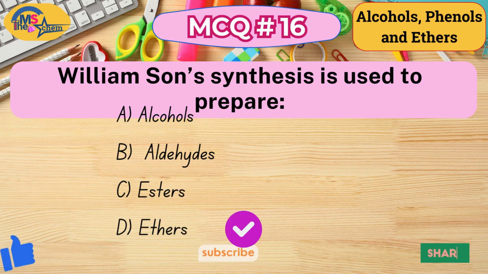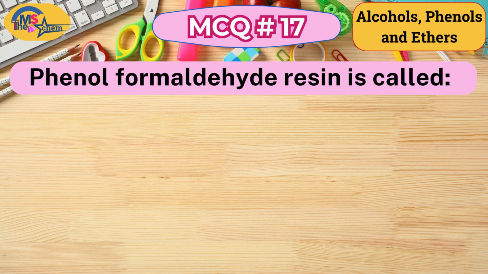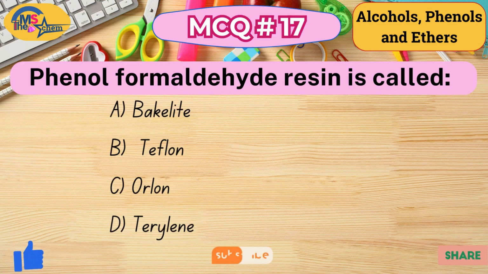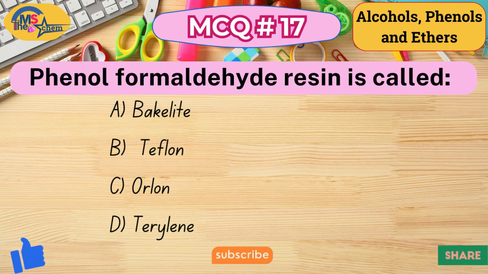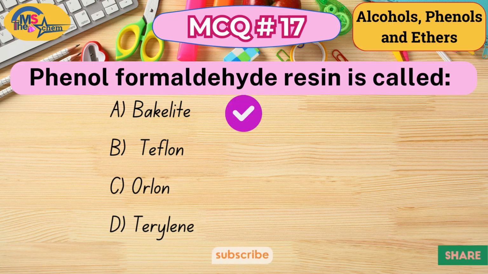And now question 17 is phenol formaldehyde resin is called. Option A is bakelite, option B teflon, option C orlon, and option D terylene. The true answer to this question is option A, bakelite.